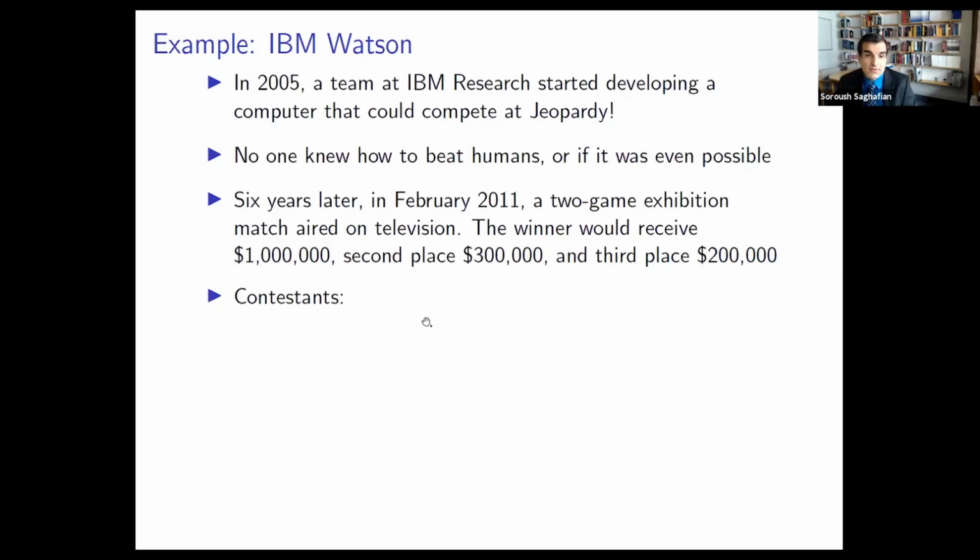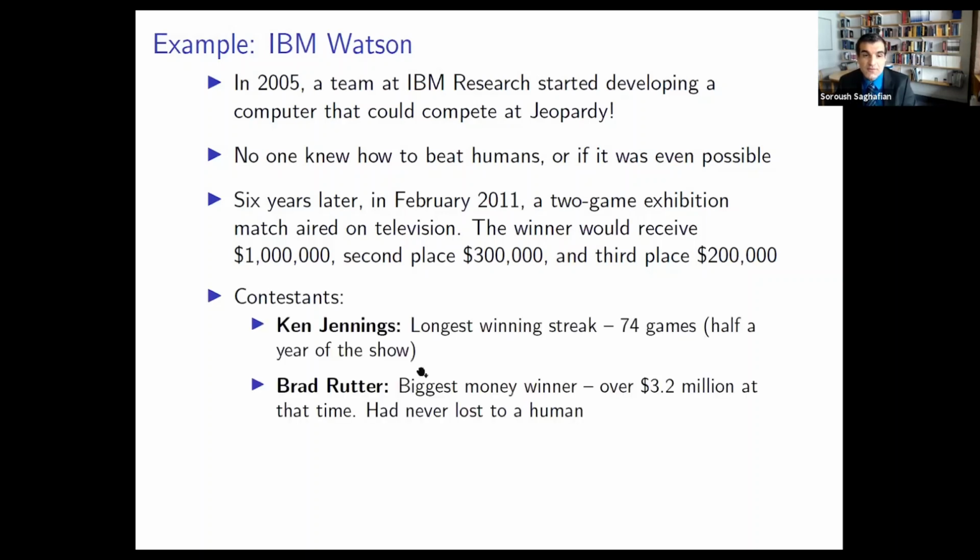So who were the participants of this game? Well, we have two extraordinary human beings here. One is Ken Jennings. Ken had the longest winning streak. He won 74 games in a row, which is half a year of the show. That's amazing. Brad Rutter was the biggest money winner. He won over $3 million at that time and had never lost to a human being. Now you have a bunch of researchers who are trying to beat these extraordinary human beings in this complex game.